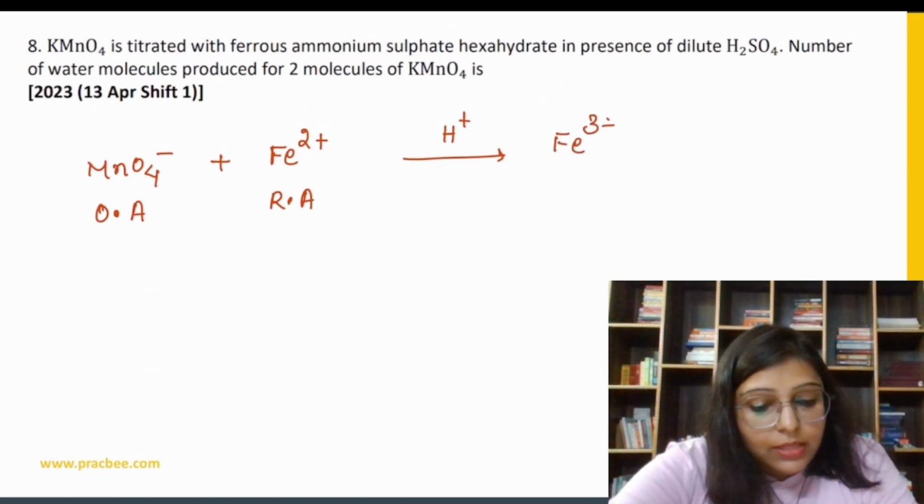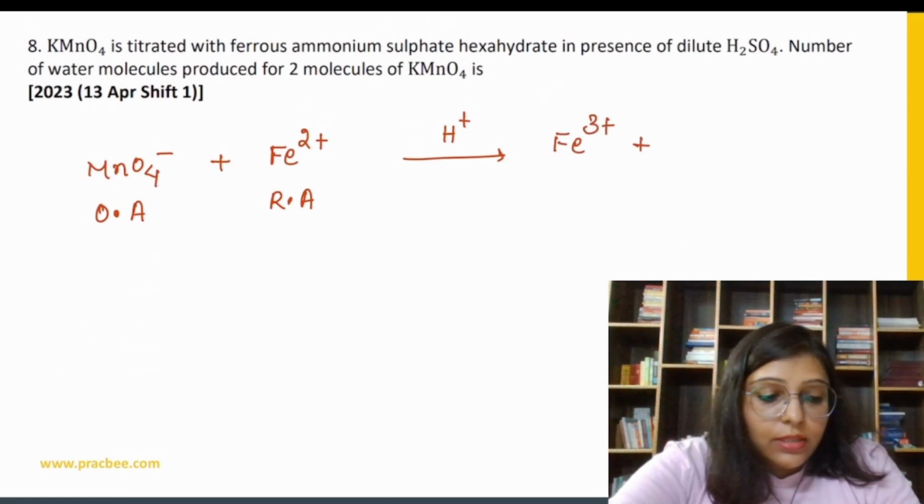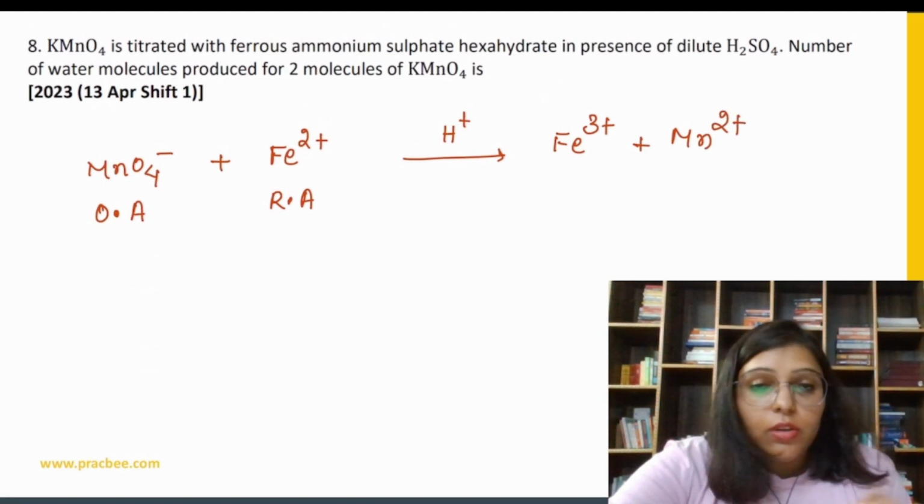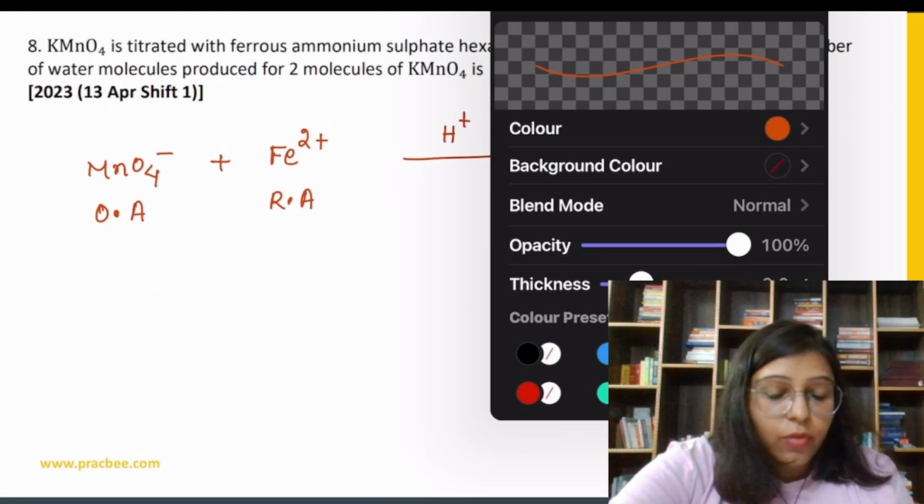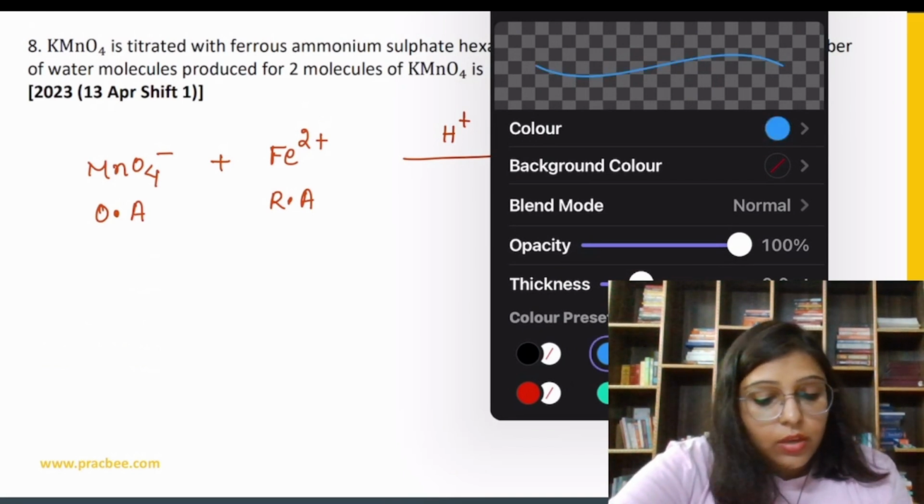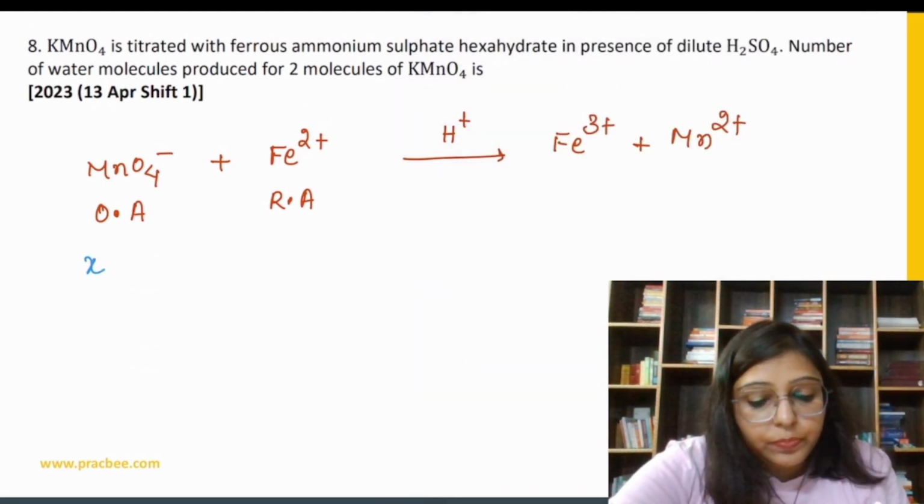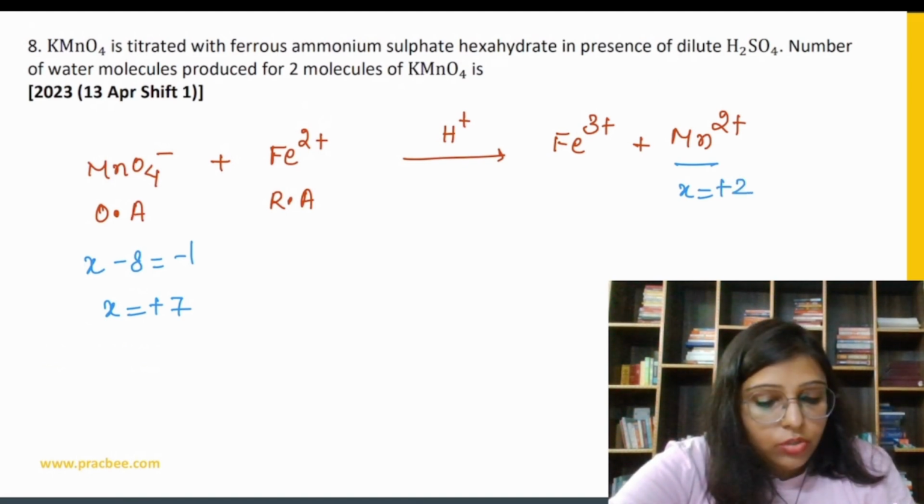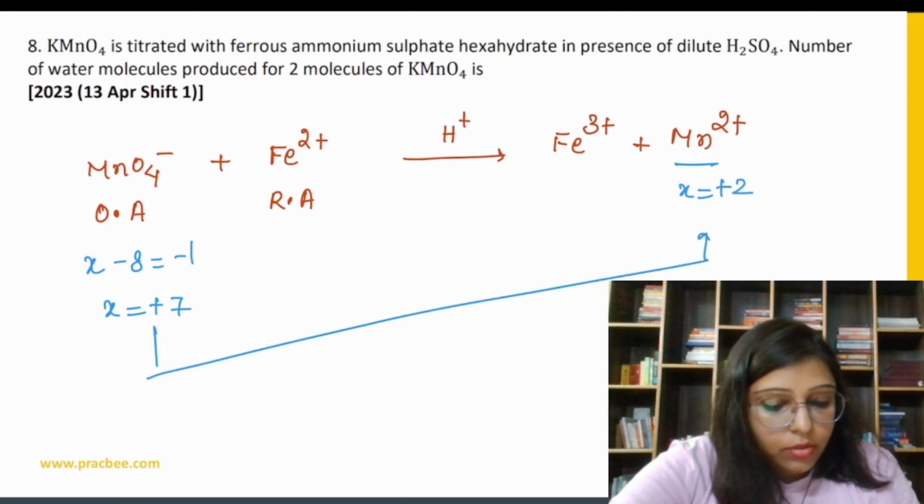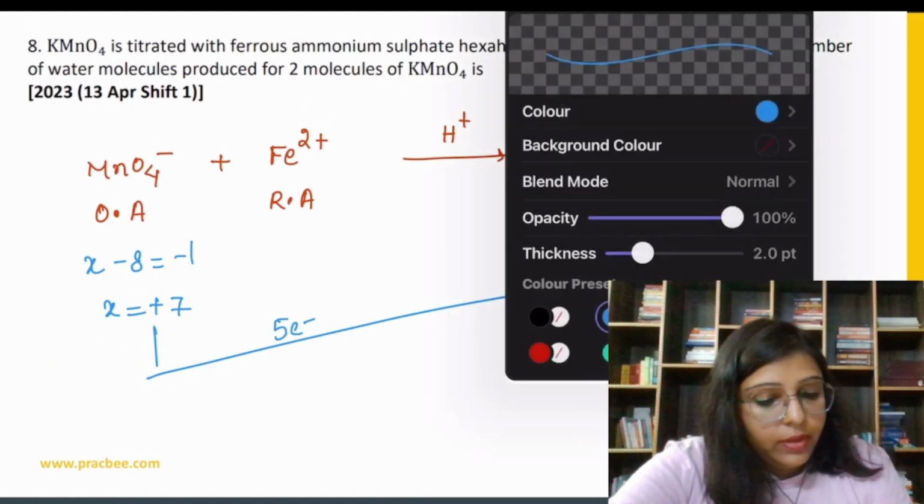oxidized to Fe3 plus, and MnO4 minus is reduced to Mn2 plus. So first we have to balance this redox reaction. So let's do this. x minus 8 is equal to minus 1, so x is plus 7. And here x is equal to plus 2. So there is a change of how many electrons? 5 electrons. So let's write 5.